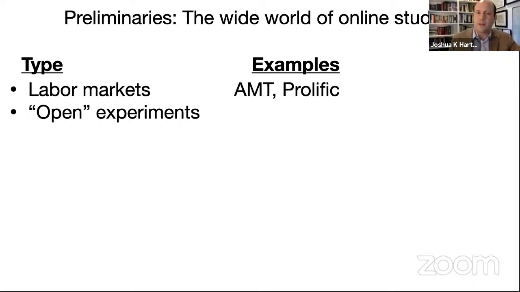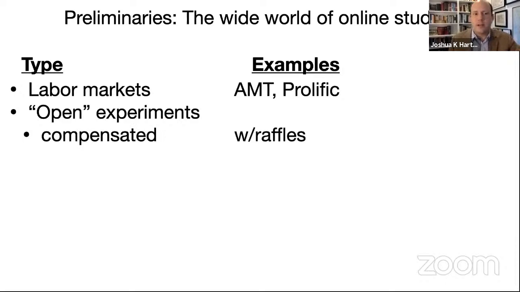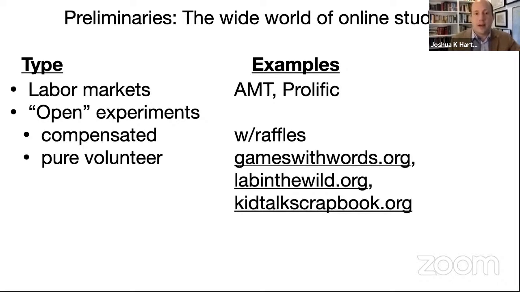Then there are various open experiments that anybody on the web can participate in. Obviously, for the others, subjects have to actually be registered with AMT or Prolific to participate. Some of these are compensated, usually with a raffle, right? Participating enters you in a raffle for a gift certificate. You've probably even participated in these studies. But then there are a lot of pure volunteer studies. There's no external compensation. There may be internal compensation in the sense that doing the experiment is rewarding in its own right. This is what most of those experiments on the online laboratories I was talking about are.